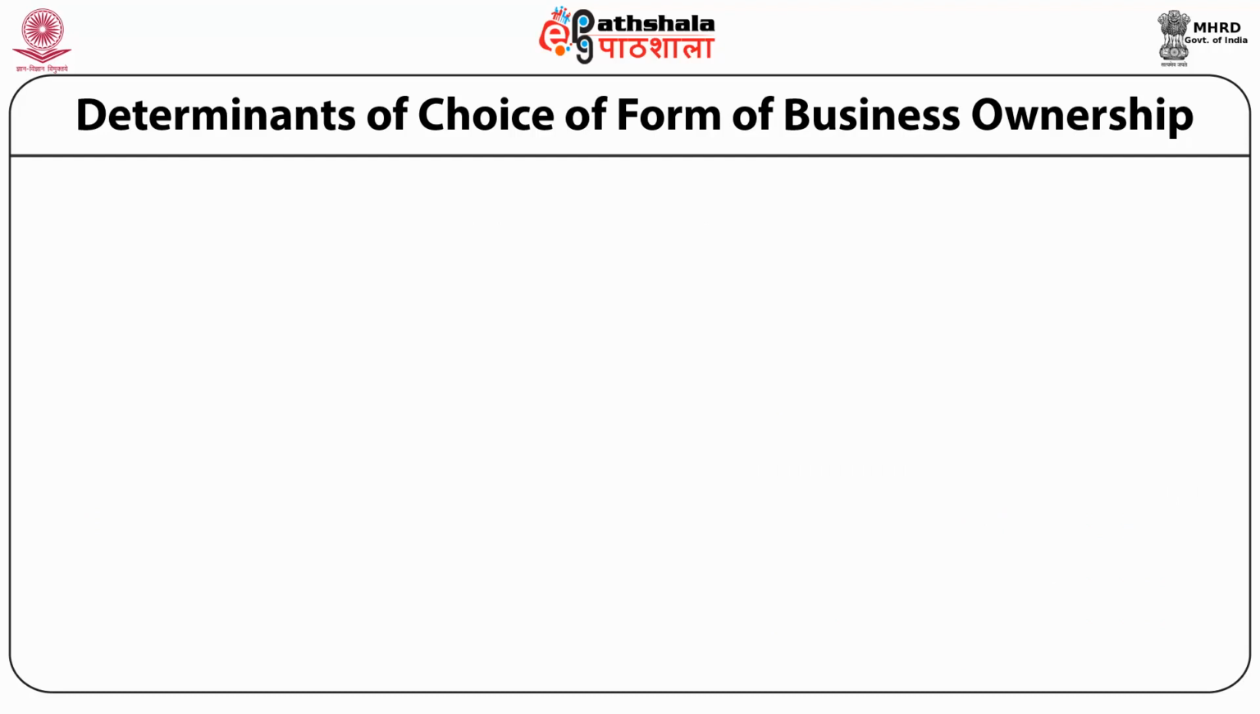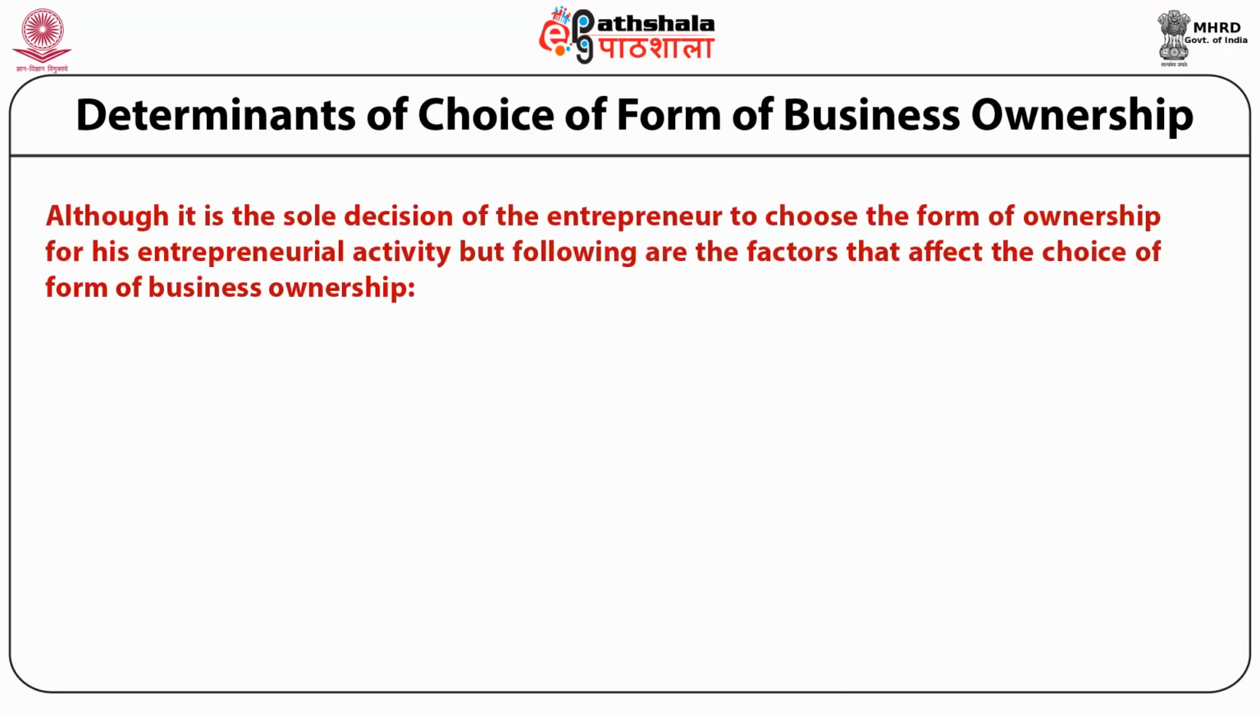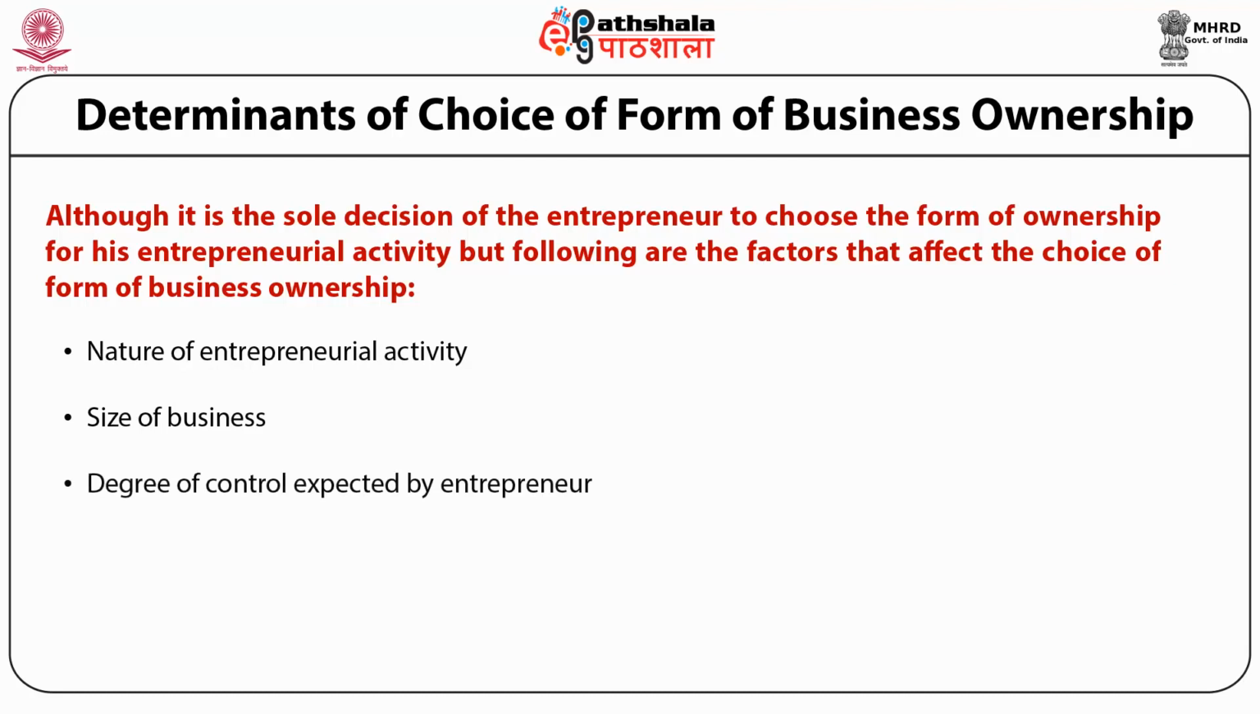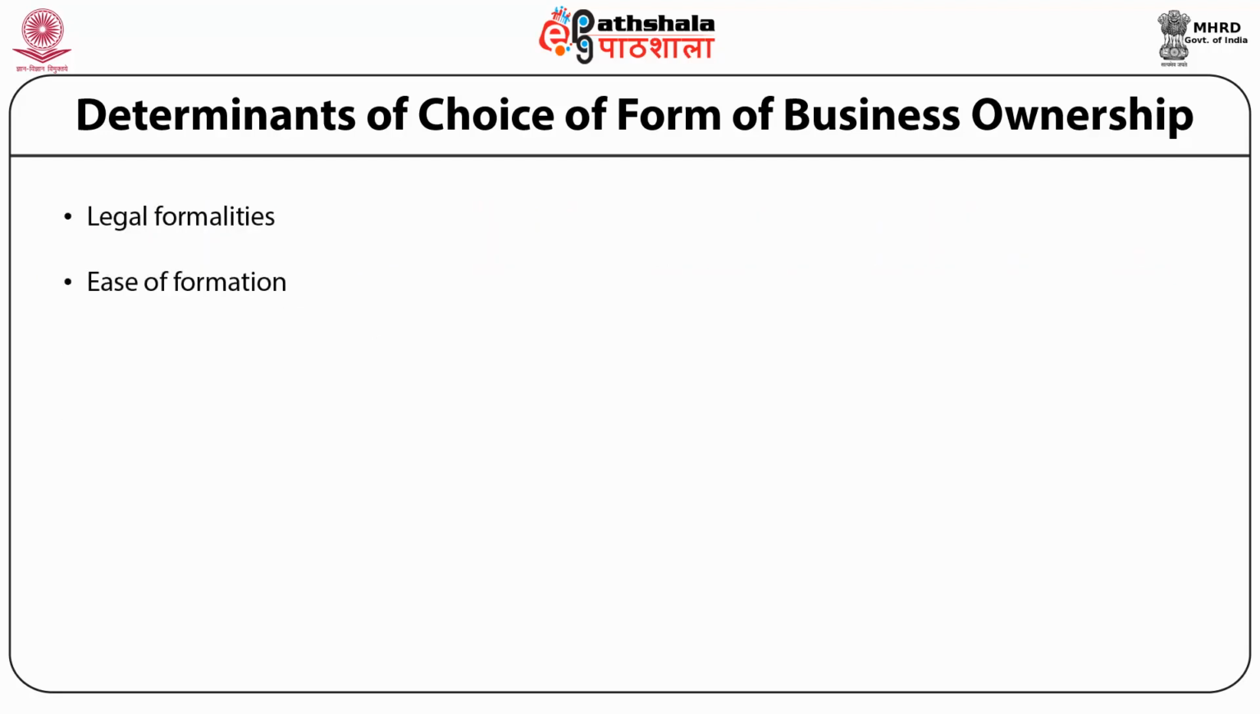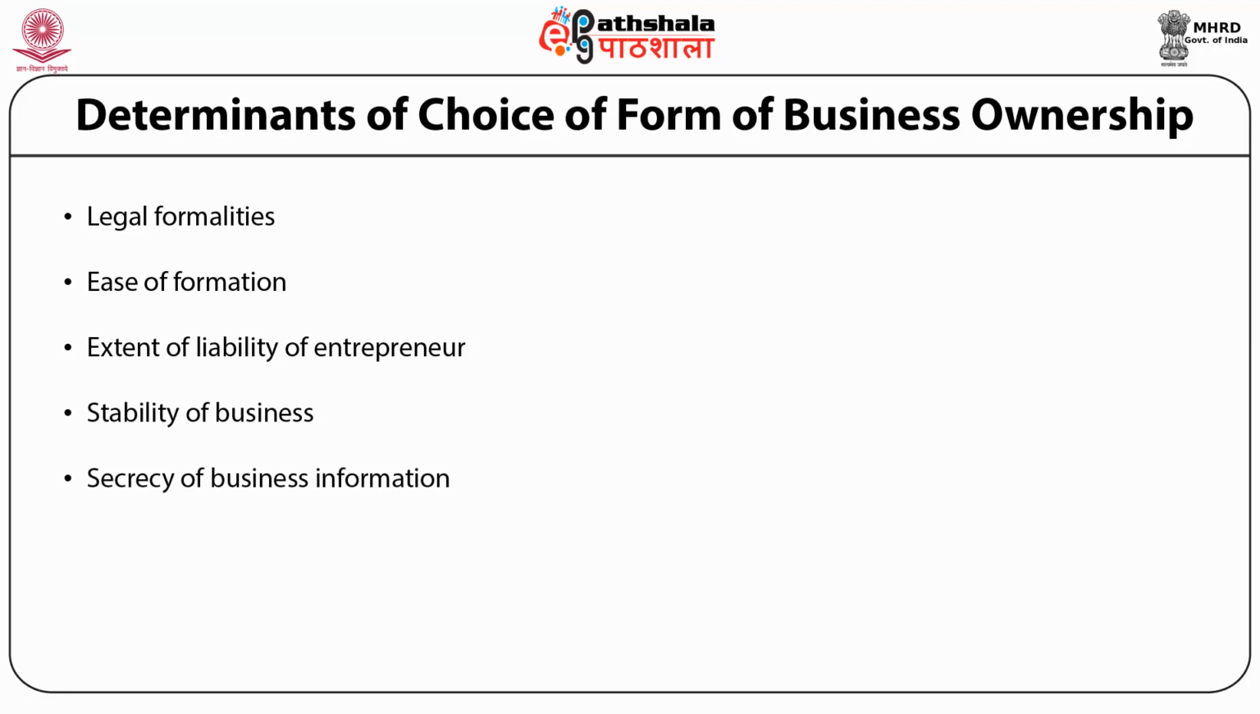Determinants of choice of form of business ownership. Although it is the sole decision of the entrepreneur to choose the form of ownership for his entrepreneurial activity, the following are the factors that affect the choice of form of business ownership: nature of entrepreneurial activity, size of business, degree of control expected by the entrepreneur, requirement of finance or capital, legal formalities, ease of formation, extent of liability of the entrepreneur, stability of business, secrecy of business information, and winding up formalities.